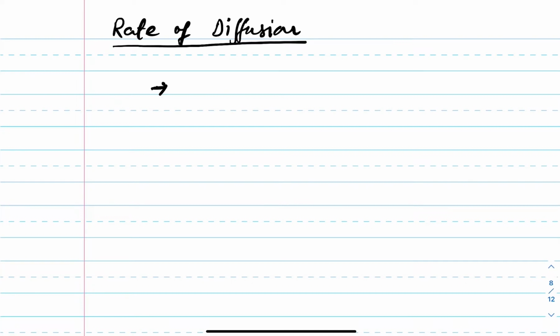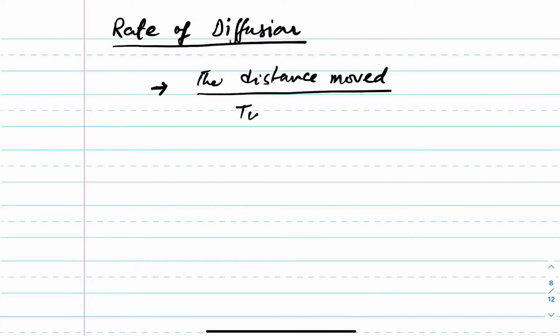How do we calculate the rate of diffusion? The rate of diffusion can be calculated as the distance moved by the molecules divided by the time taken. Okay.